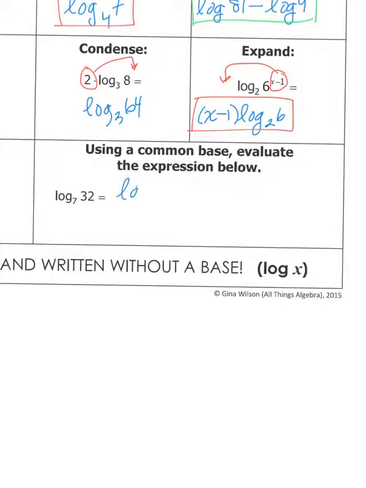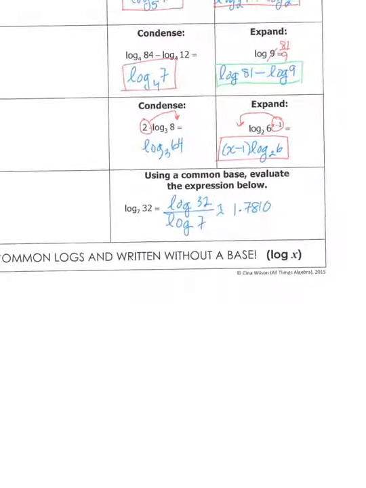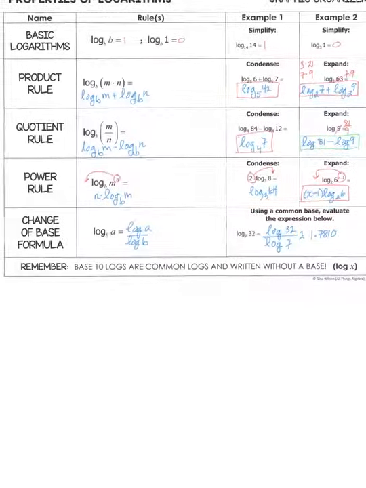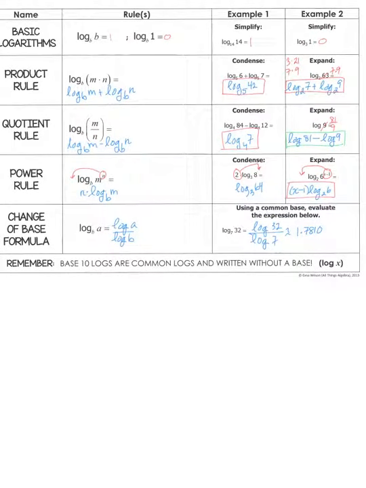So you should have log of 32 divided by log of 7. And that is approximately equal to 1.7810. And then the final thing I'm going to say: remember that it is important that base 10 logs are common logs and they are written without a base. And so this is what they look like written without that base. And that's it. So good luck with your homework and just let me know if you have any questions.